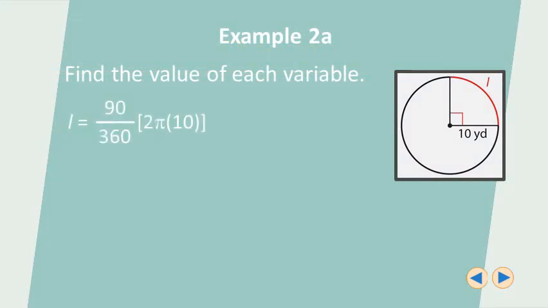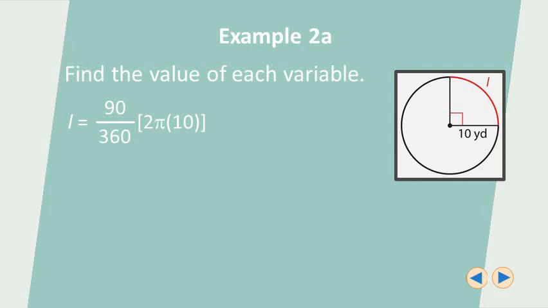All right, so find the value of each variable. Here you're given the arc measure, which has to be 90 degrees. That's your theta. Then you're given the radius, so you can find the circumference, and therefore you have to find the arc length. Find the arc length.